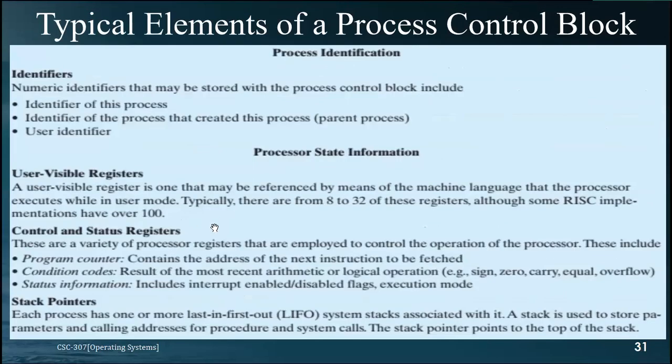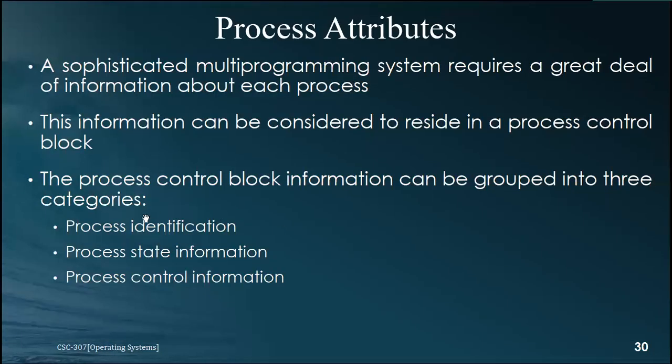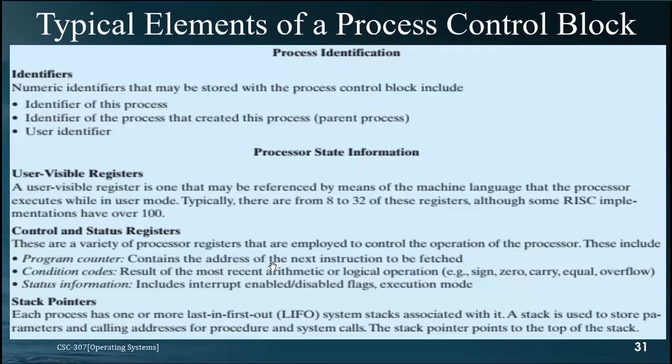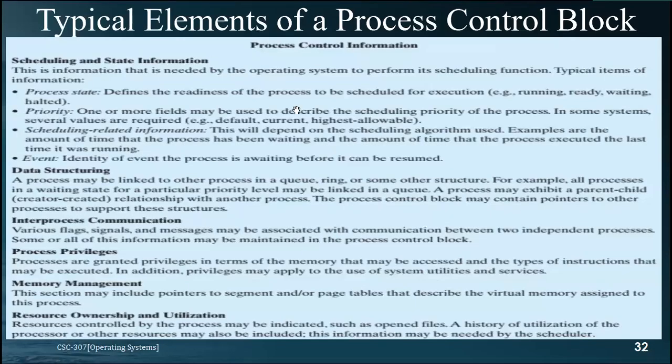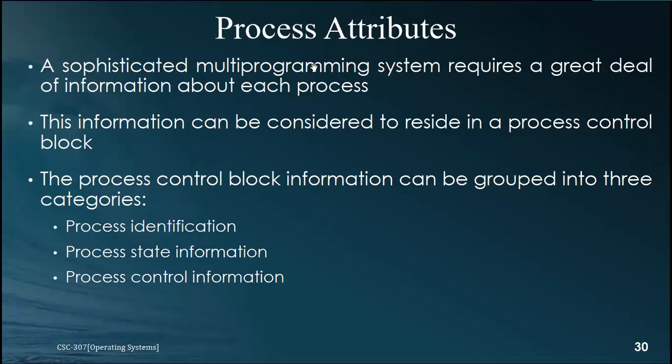So these are two parts, as you can see here. These attributes: we have process identification, process state information, and process control information. These are grouped into three: process identifier, process state information, and process control information. By combining all these three, we have the process attributes. So this is part two. And what was part one? Part one was process location.